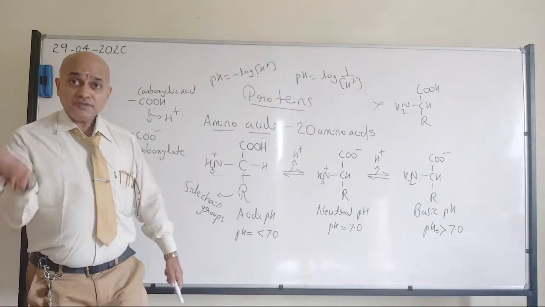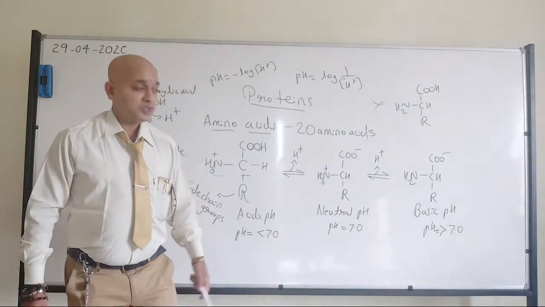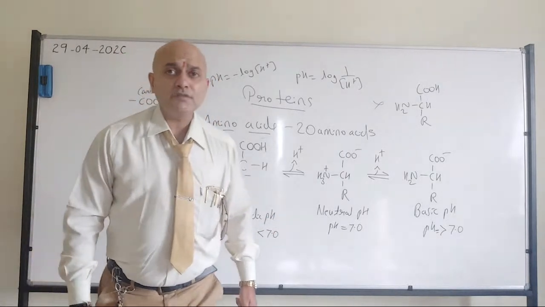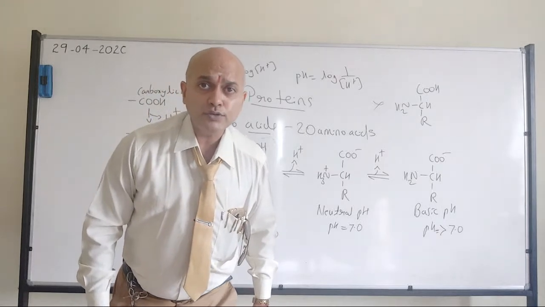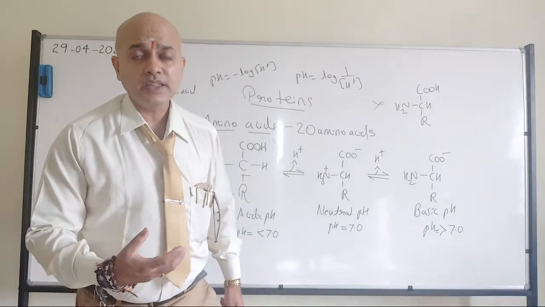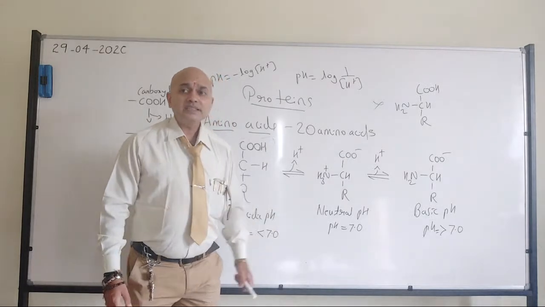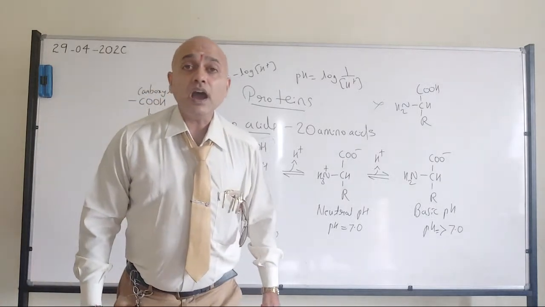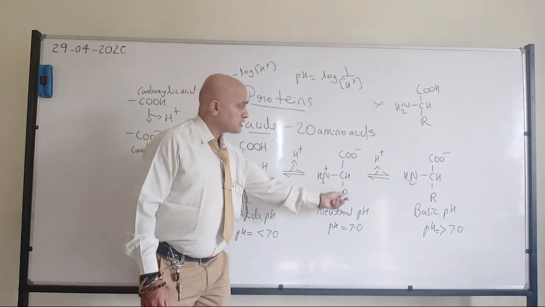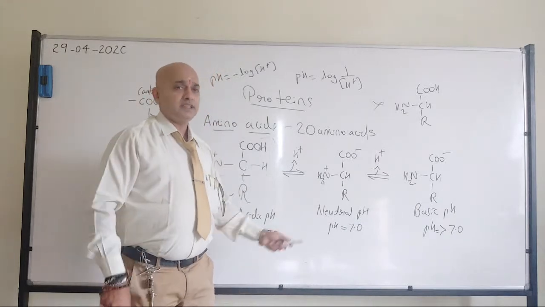But if they ask you to write the structure of an amino acid at body pH, then you have to go for this one, because body pH will be somewhere around 7.2 to 7.4. Body pH, in the sense I am talking about, is blood. So what is the pH of our blood? It will be 7.2 to 7.4. That means almost neutral. So this will be the structure of an amino acid at blood pH or body pH.